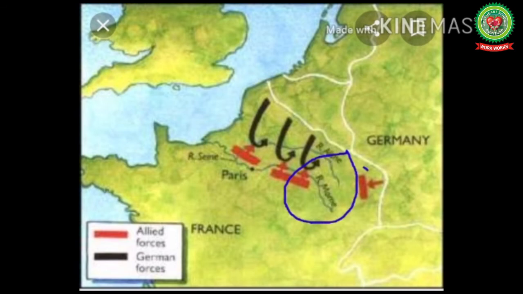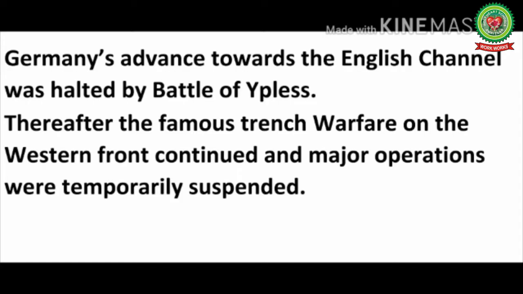On your screen you can see the river Marne where the historical battle was fought between Germany and France. Another small battle was fought between England and Germany when Germany tried to cross the English Channel, but England stopped Germany from doing so. Thereafter, the famous trench warfare on the Western Front continued and major operations were temporarily suspended. The major fights were suspended here because of lack of resources.